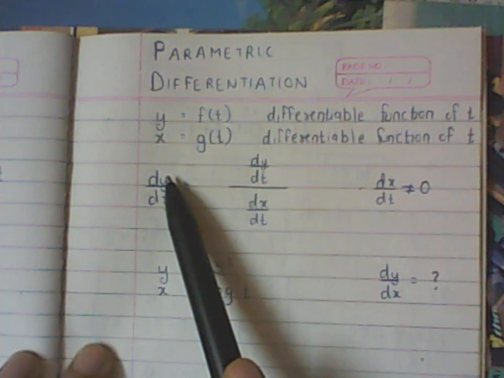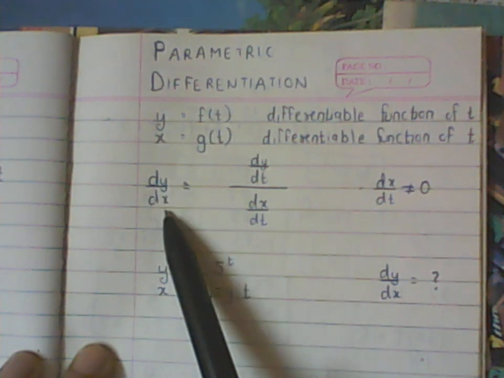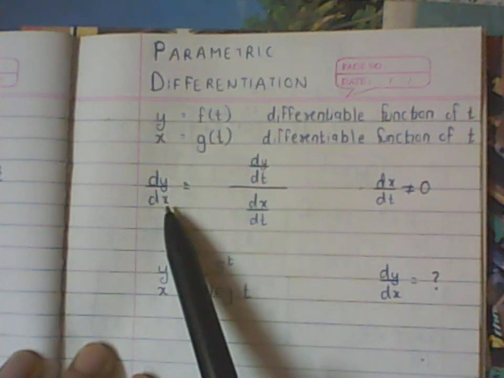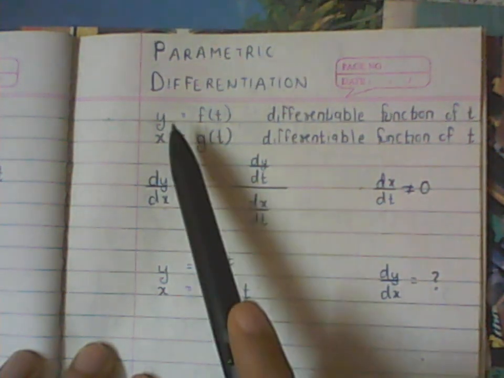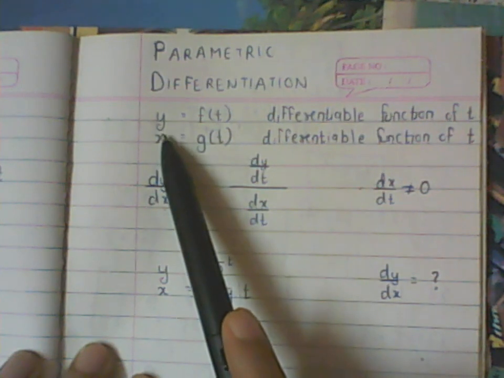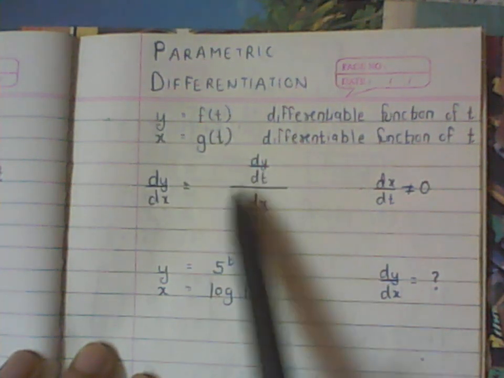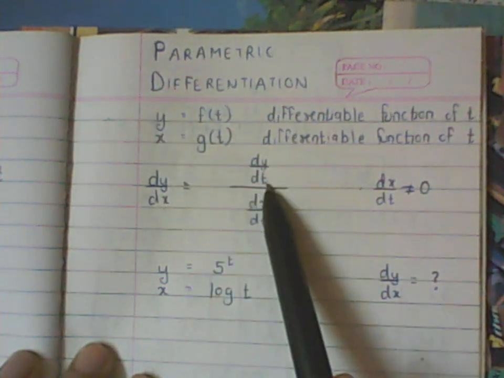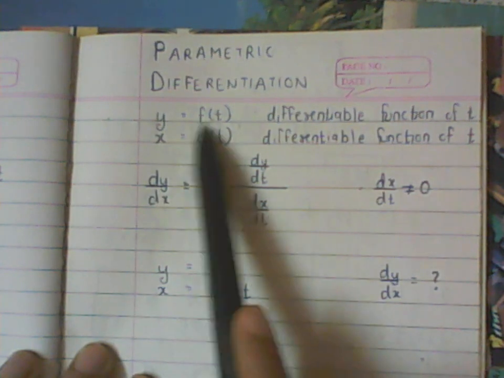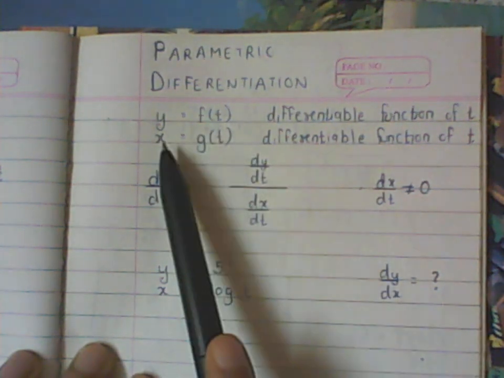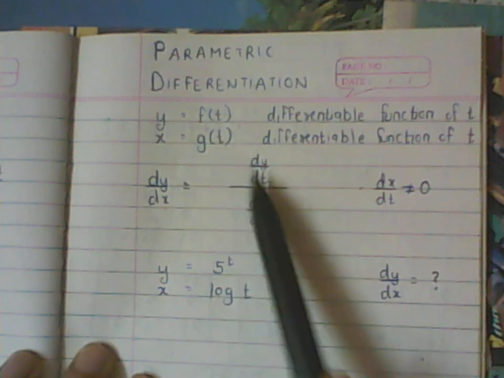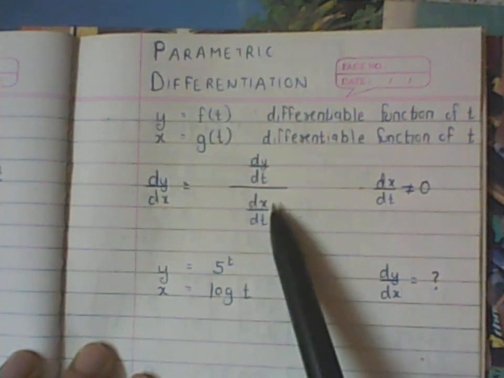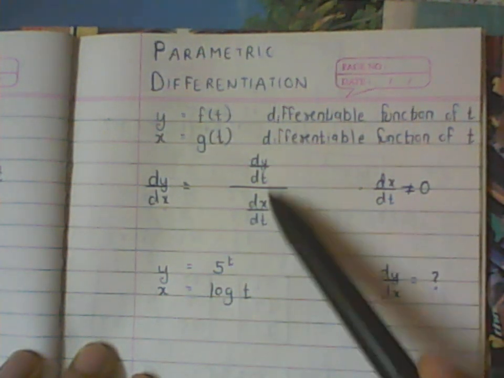So you can talk about the derivative of y with respect to x, and the way to calculate it is like this. Now here you don't have y as a function of x, so you can't do that directly. But you can do this via the parameter in this fashion. You find the derivative of y with respect to t, because y is a differentiable function of t, and you also find the derivative of x with respect to t, because x is a differentiable function of t. So you find dx by dt, and then you take the ratio of that.